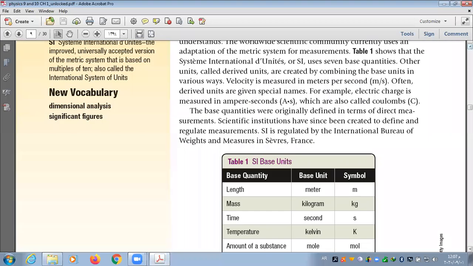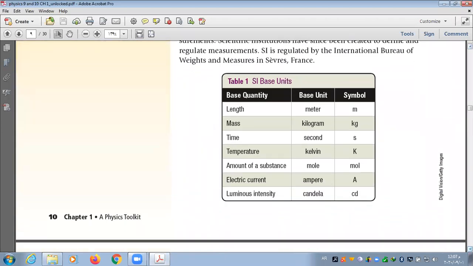Today, inshallah, we'll continue talking about what we revised last session. We talked about the big 7 units, or the basic 7 units. We said for the international system, we have 7 basic units. For length, we use what? Meter and its symbol M. And this is the unit, okay?